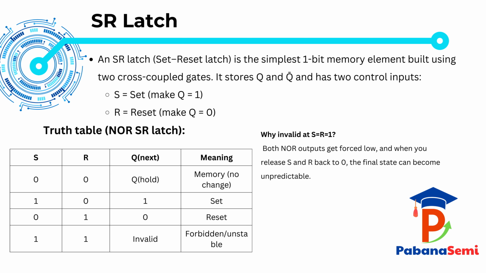Now the important case. When S equals 1 and R equals 1, this is invalid or forbidden for a NOR SR latch. Because both NOR gate outputs get forced to 0, Q and Q bar become the same, which breaks the basic rule that they must be complements. And when S and R return back to 0, the final stored state can become unpredictable. That's why we avoid this input combination in real designs. So remember, 0 0 hold, 1 0 set, 0 1 reset, 1 1 invalid. This SR latch is the base concept. From here, we build safer latches like the D latch.